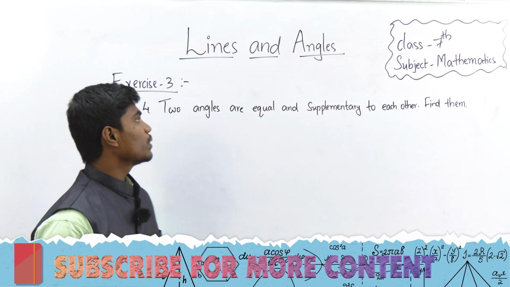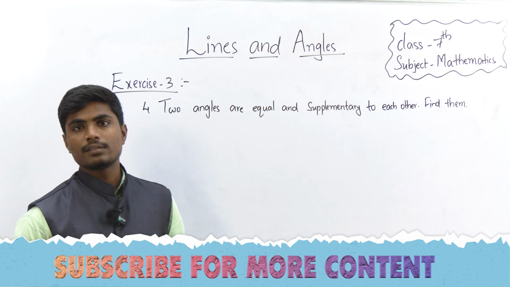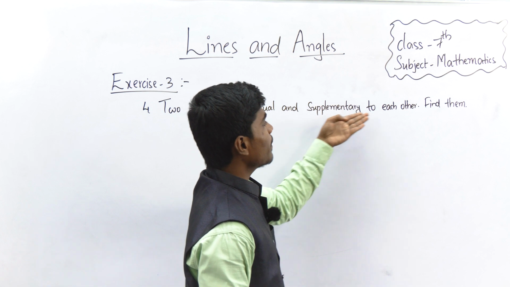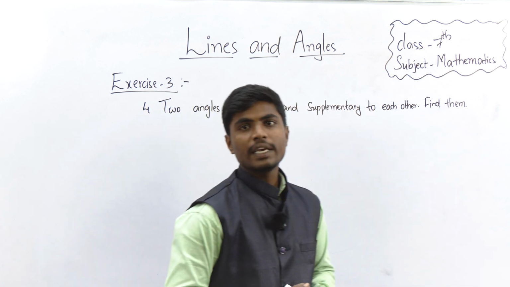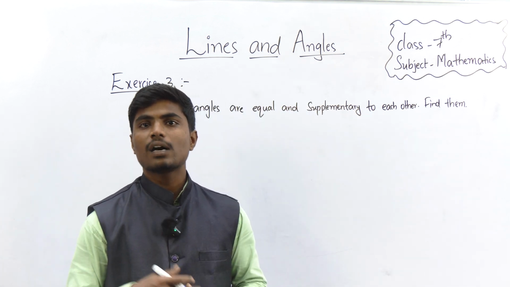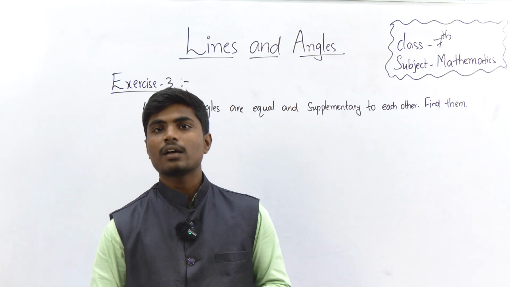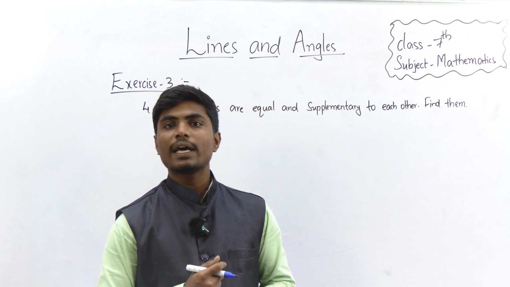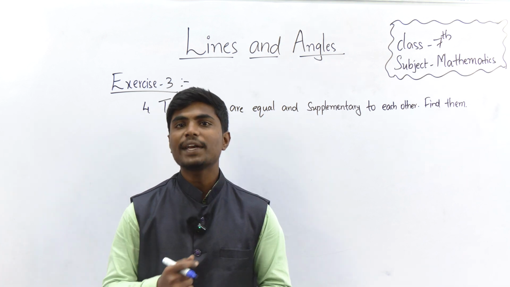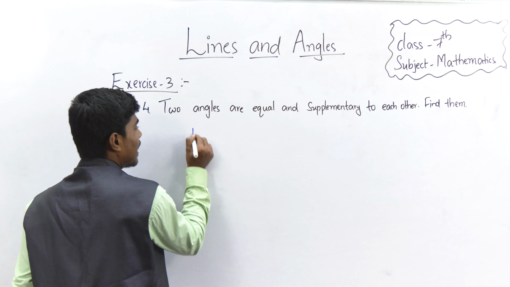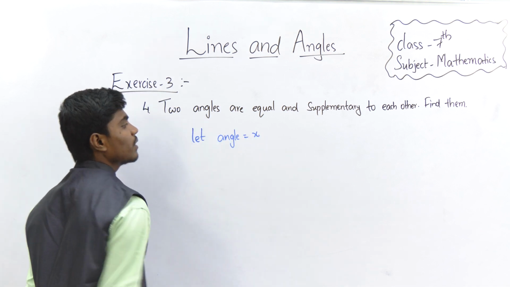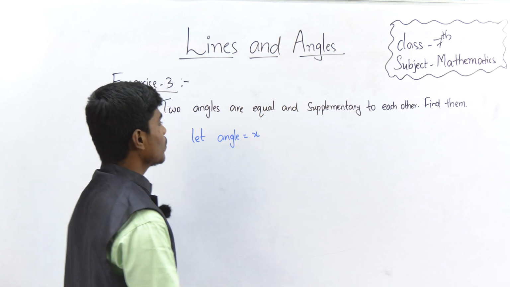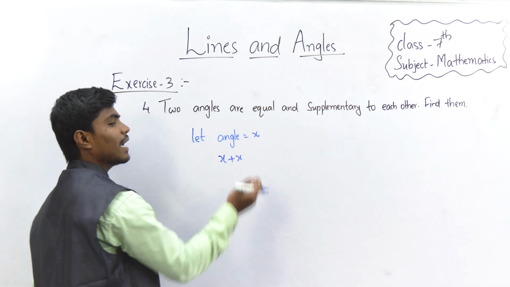Now let's move to the last problem of exercise 3. Here, fourth problem: two angles are equal and supplementary to each other. Find them. Here he is saying that two angles are equal and supplementary to each other, meaning the sum of the two angles is equal to 180 degrees. So we have to find the angle. Let the angle be x. These angles are equal, so x plus x, the other angle is also x.